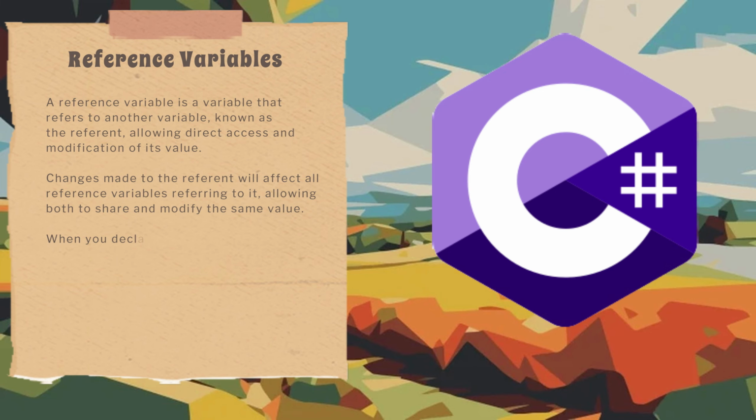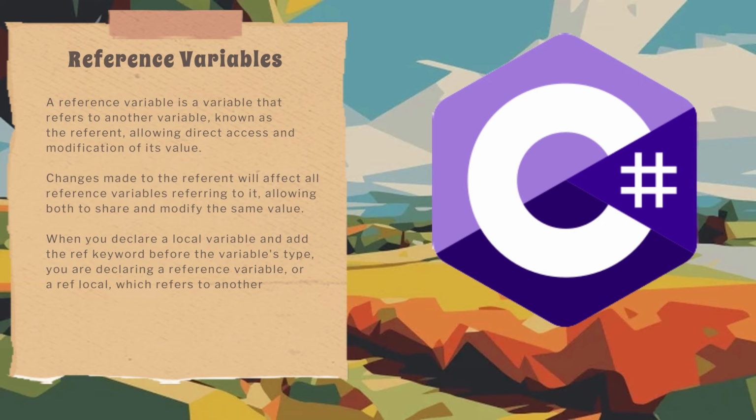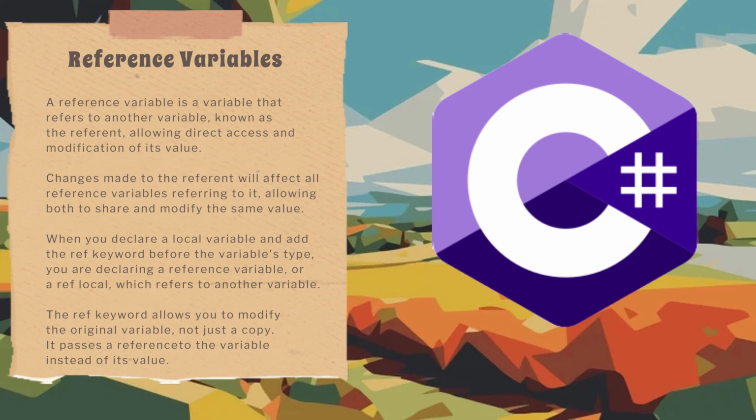When you declare a local variable and add the ref keyword before the variable's type, you are declaring a reference variable, or a ref local, which refers to another variable. The ref keyword allows you to modify the original variable, not just a copy. It passes a reference to the variable instead of its value.